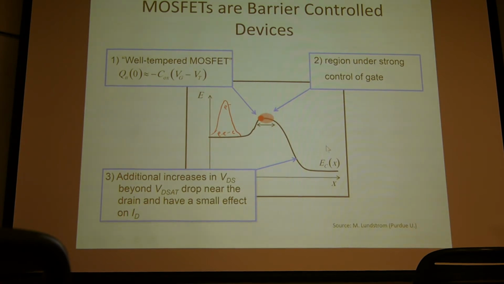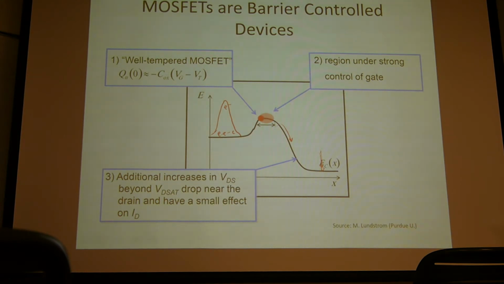Second is this drain voltage. Drain voltage will change the slope here. So once the electrons are over this barrier, they will be accelerated. Then depending on the slope, you will have different velocity and different currents. But if the drain voltage is too large, then this slope will not matter anymore. That is the saturation.